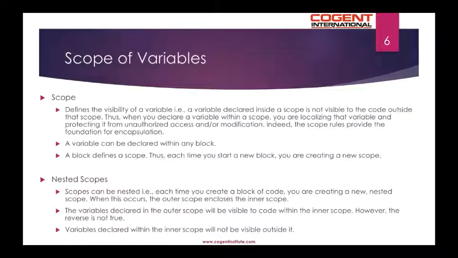When this occurs, the outer scope encloses the inner scope. The variables declared in the outer scope will be visible to the code within the inner scope. However, the reverse is not true. Variables declared within the inner scope will not be visible outside it.